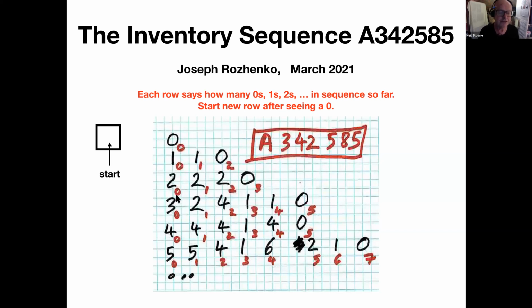So the next row, we start again, and we always ask how many zeros. So we can see 3 zeros, we can see 2 1s, we can see 4 2s, because we had 3 2s already, and we just created another one. And then we've got 1 3, 1 4, and 5 zeros. And the bell rings. It's like a typewriter carriage going back to the beginning, and we start a new row. And it goes 4 4 4 1 4 0, and so on. That's the sequence. And the question is, what happens?